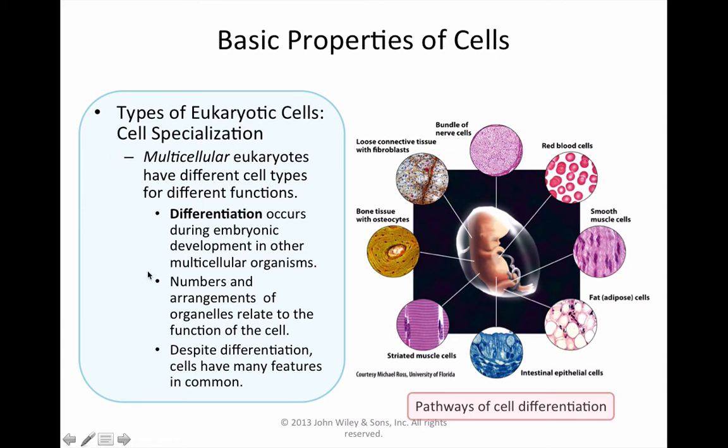The number and arrangement of organelles relates to the function of the cell. So mitochondria, for example, are found in pretty much every cell type. In one cell type, though, they may have a much more rounded shape, but in another cell type, they may be highly elongated or even thread-like. It just depends on what the function of that cell is. And despite this differentiation, cells still have very common basic features, which you can go back and look at, those basic features of an animal cell.